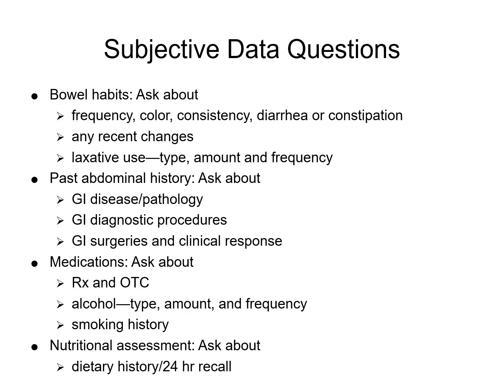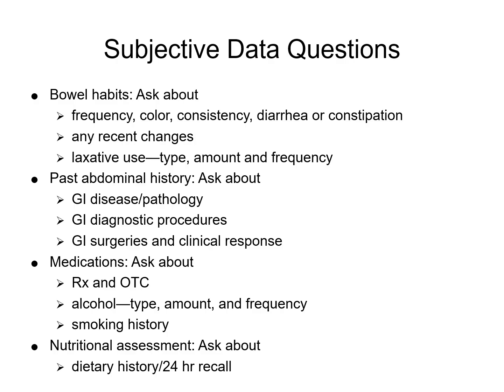You're going to ask about their bowel habits, the frequency, color, consistency. Do they frequently have diarrhea or constipation? Any changes they've noticed in their bowels? Laxative use, if they use laxatives, what kind, amount, how often? Any past abdominal history. We want to know about any type of GI diseases, any GI diagnostic procedures, and any surgeries that they may have had.